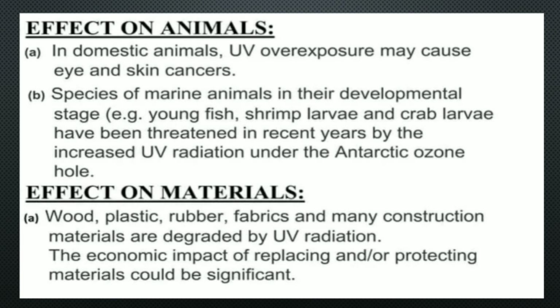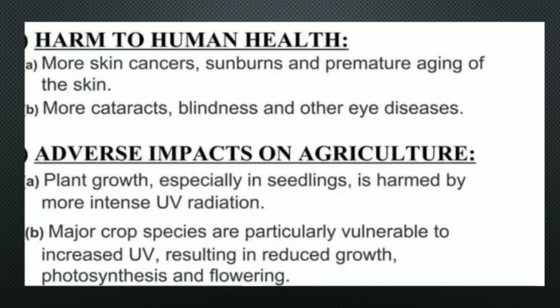Effect on materials. Wood, plastic, rubber, fabric and construction materials are degraded by UV radiation. The economic importance of replacing and or protecting materials could be significant. Harm to human health. More skin cancer, sunburns and premature aging of the skin. More cataracts, blindness and other eye diseases.